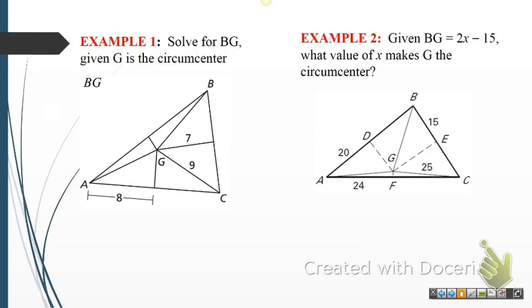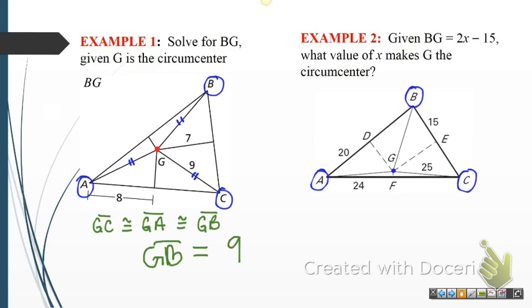So let's look at how we would solve some problems using the circumcenter. We're told that G is the circumcenter. If G is the circumcenter, then it's equidistant from the three vertices, A, B, and C, which means GC equals GA, which equals GB. So if GC is 9, then of course GA is 9, and so is GB.